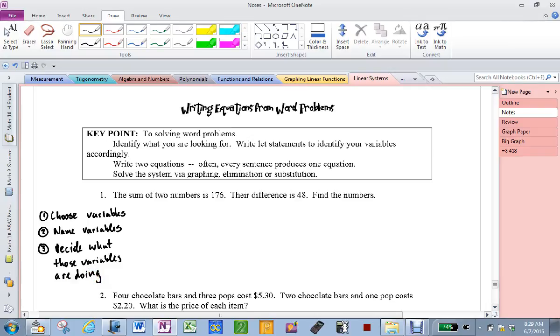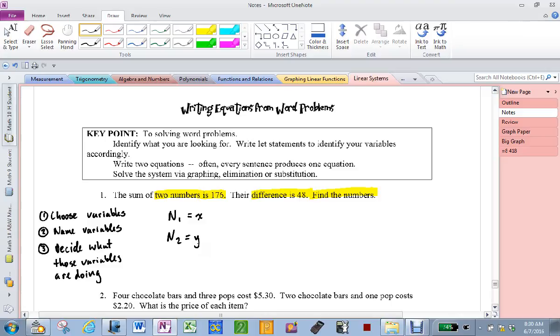So, step 1, choose variables. Well, let's read the question. The sum of two numbers is 176. Their difference is 48. Find the numbers. Well, we know that a variable is something that is unknown, yes? So what is unknown in this question? The numbers are what is unknown. So have we chosen our variable thing? Yes. I have number 1 and I have number 2, don't I? Did I choose my variables? Yep. So now I got to name them. What should I name them? X and Y, because that's what we like to use. N1 equals X, N2 equals Y.